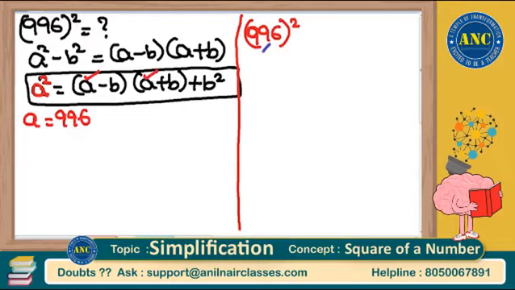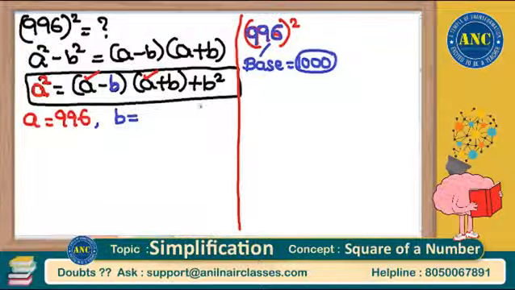Step number 2, 996 is closer to which number? It is closer to 1000. I will assume the base as 1000. You can take any base whatever you like, but I am assuming it as 1000. Now small b is nothing but the difference between the assumed base and the original number. 1000 and 996, difference is 4. I know a, I know b value.